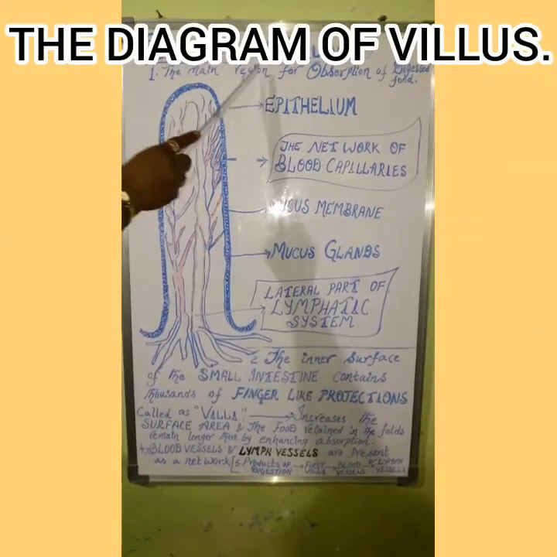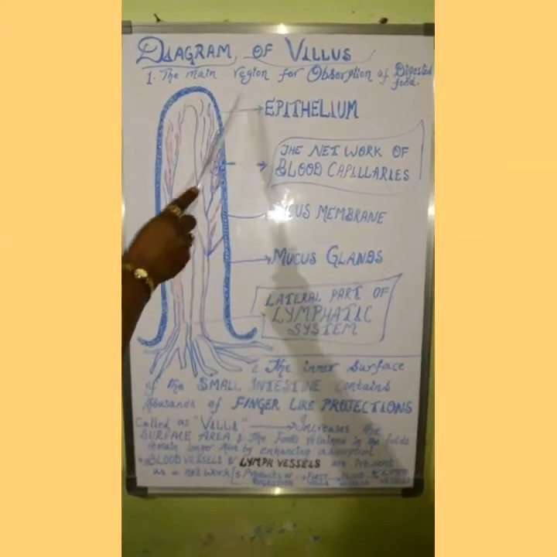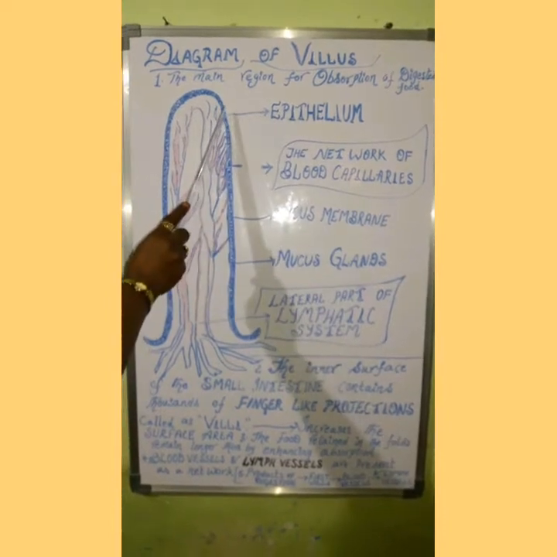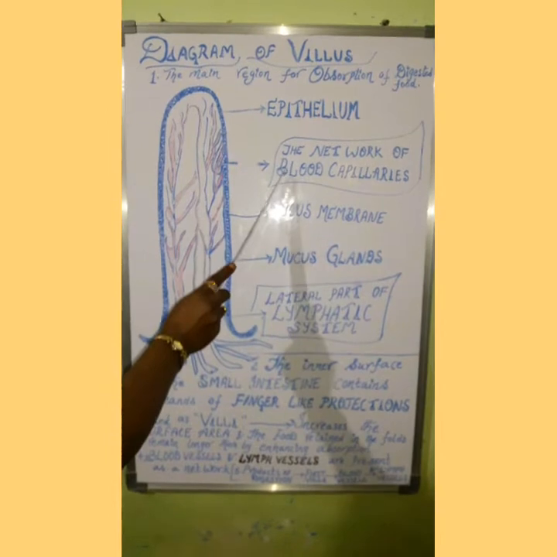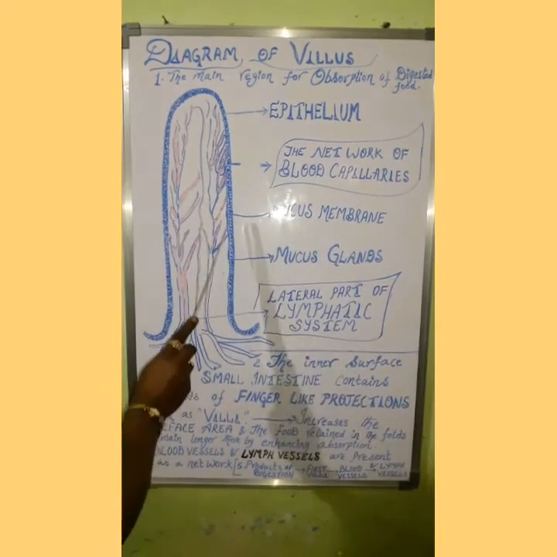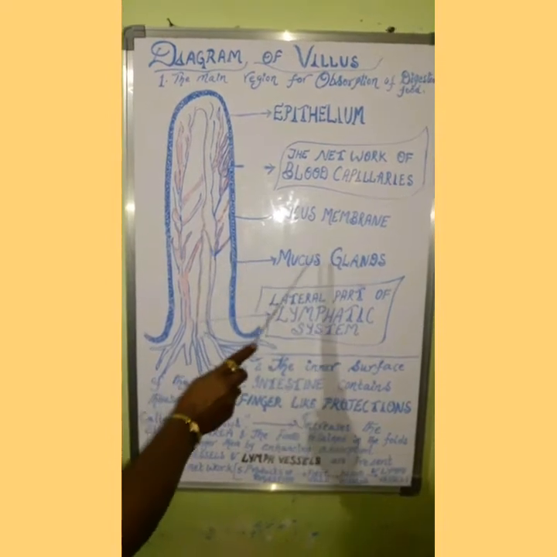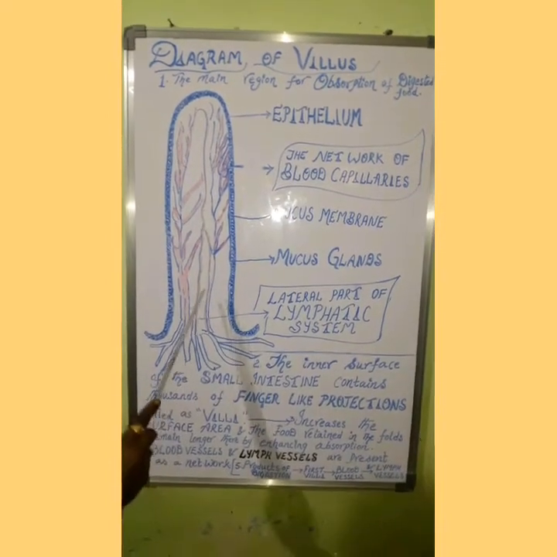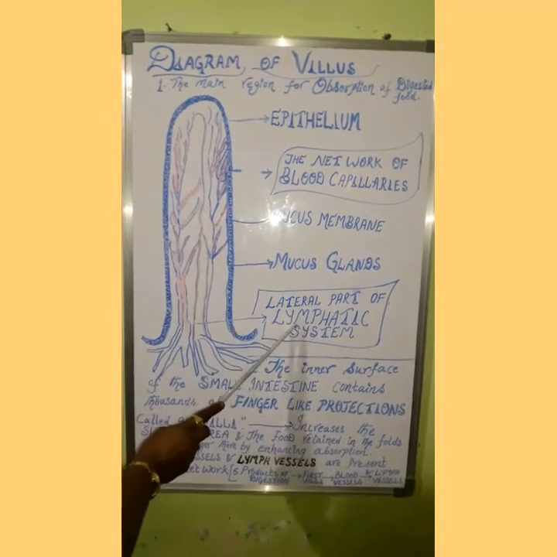Let's look at the diagram of villus. Let's see the parts of this villus: epithelium, network of blood capillaries, mucous membrane, mucous glands, lateral parts of lymphatic system.